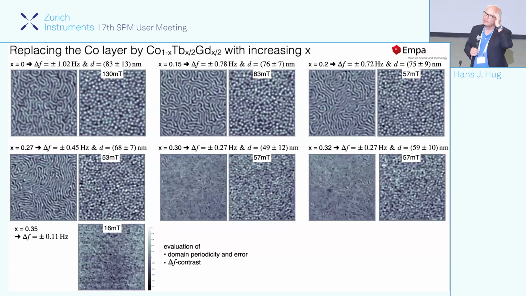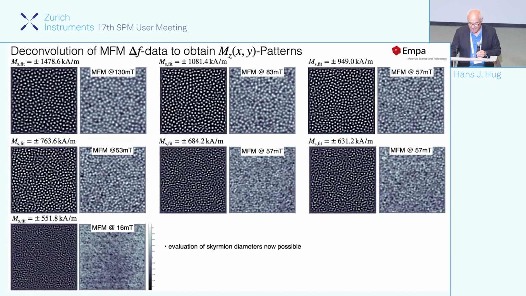And I always say, no, please do not look at the image and determine the diameter of your object from that. That's how your magnetic object appears after you image it. But you image it a certain distance away from the surface with a tip that convolutes the stray field, right? So it's not the correct diameter. But again, thanks to the excellent signal quality, we can calibrate the tip and we can deconvolve these images, and we actually can get the magnetization pattern. And now that's the right diameter.